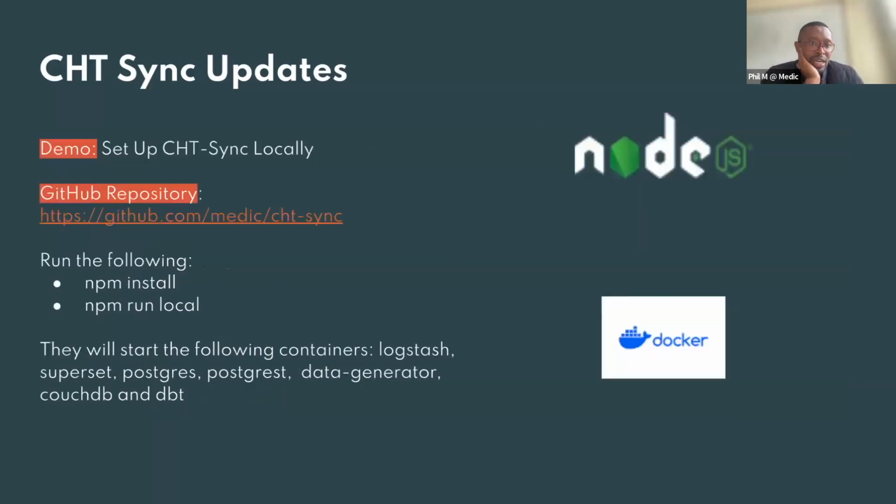So I wanted to show how we can set up CHT sync locally. We've been able to show the transformation, but we never showed how you could set it up before. So what you need is just npm. You can install it and then run it locally, and then you'll have it. I'll share the repository on charts. That's the repository we have. And then I'll just share my screen and show you how to do it. It's actually really simple. You just run that command.